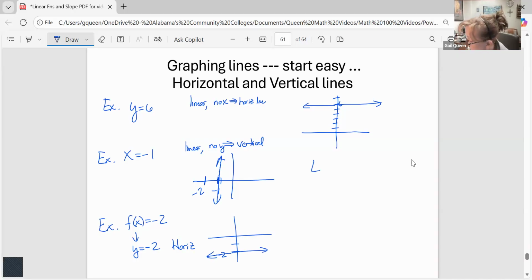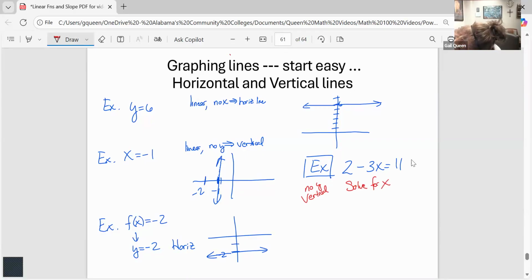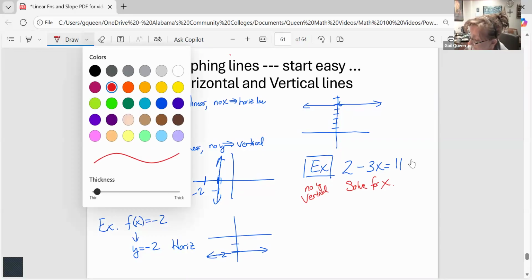Okay, last one. Again, they're going to try to screw with you a little bit. They may give you something like this: 2 minus 3x equals 11. And I'm hoping that you notice this, as you're analyzing it and looking at what you're working with, think there's no y in the equation. This is a vertical line. I just have to figure out where it's sitting. In order to figure out where it's sitting, you do need to go ahead and solve the equation for the only variable x and see what you get.